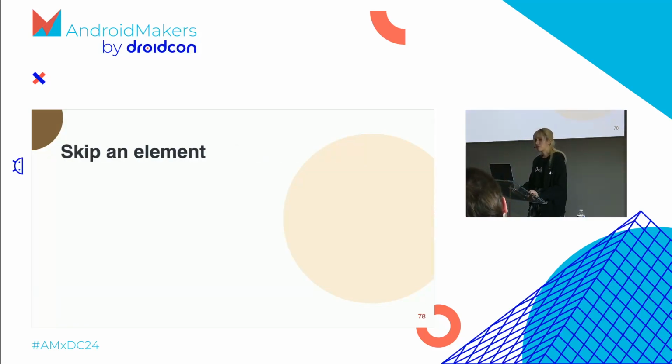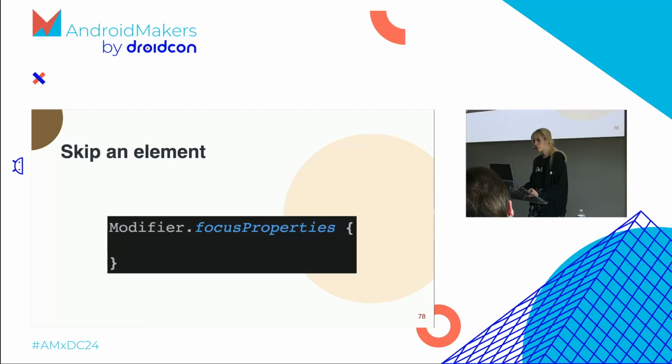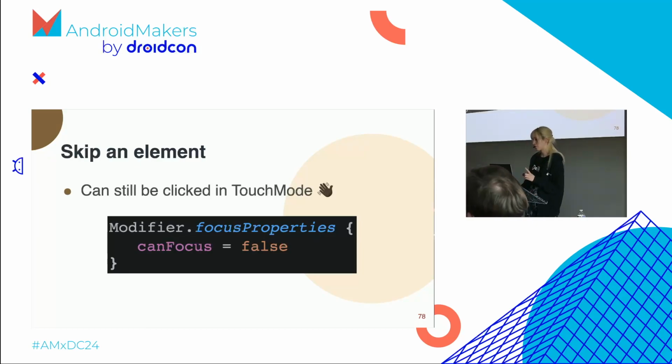And we still want to ensure as little stress as possible for the users. So in order to skip elements, you need to use the focus properties modifier. No, there is no non-focusable modifier. You have to use this instead. And inside this focus properties modifier, you have a canFocus attribute like this that you just need to set to false. And this will make the composable ignored by the navigation focus, but still clickable. And by the way, focus properties modifier also handles the control of the focus flow. So let's go look at that next.